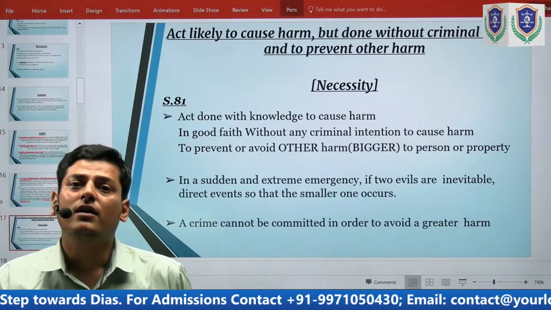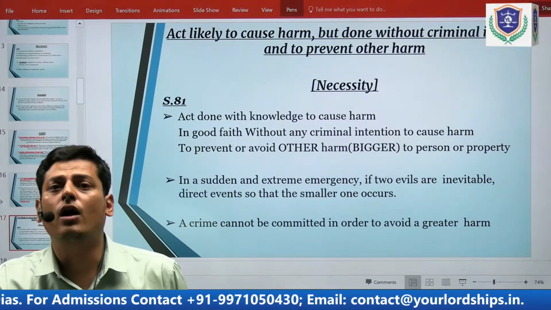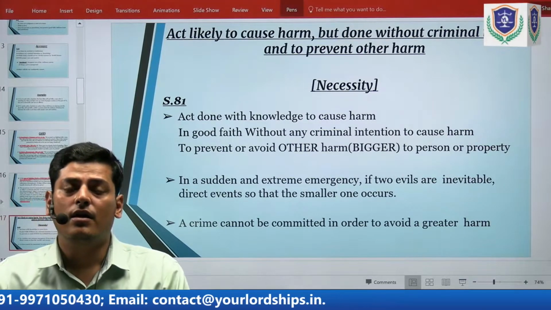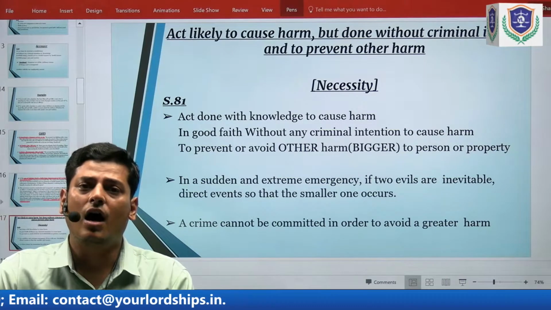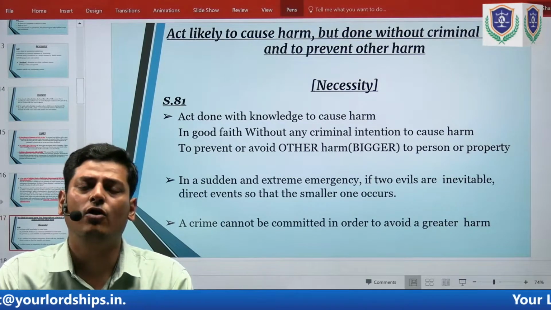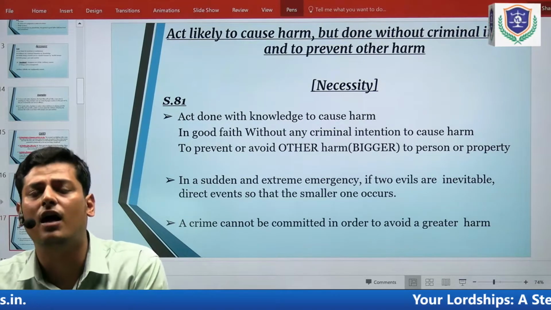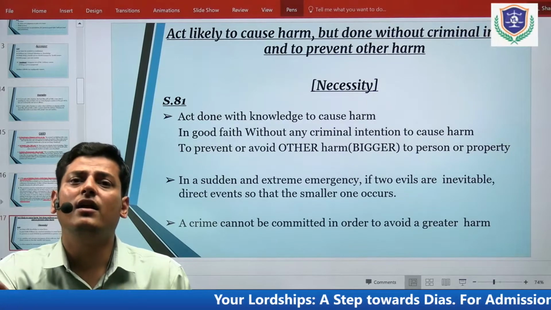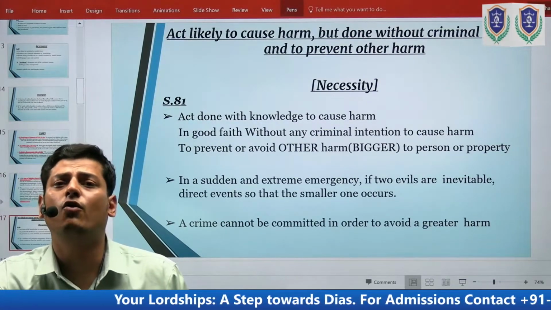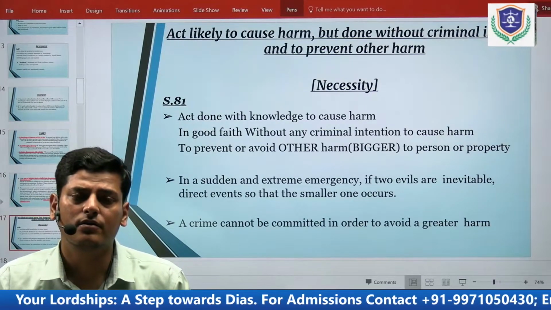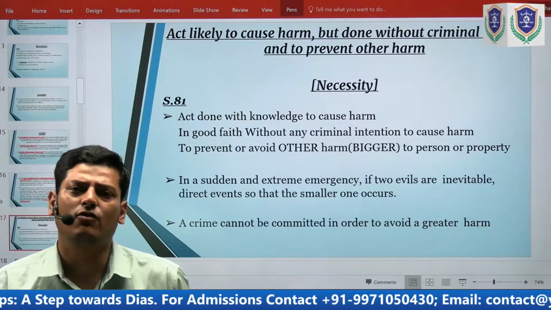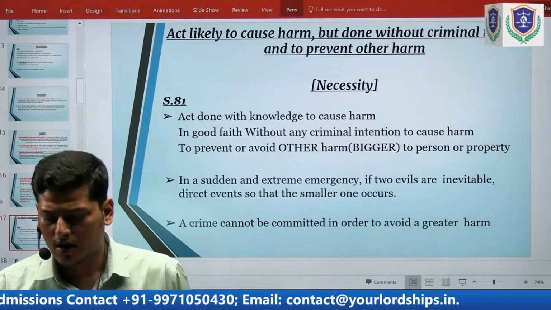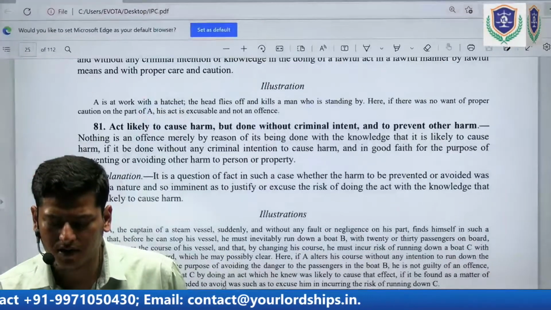Now, whether the harm that you committed with knowledge, for the purpose of preventing or avoiding some other harm, is justified, and whether the nature of that other harm that was prevented or avoided was imminent, will depend upon the facts of the case. Section 81 also says that it is a question of fact. So let's see what section 81 talks about.